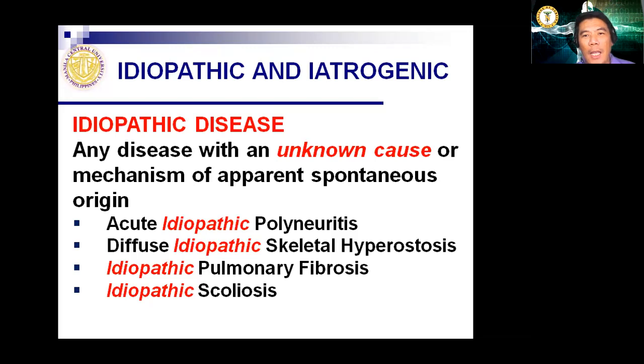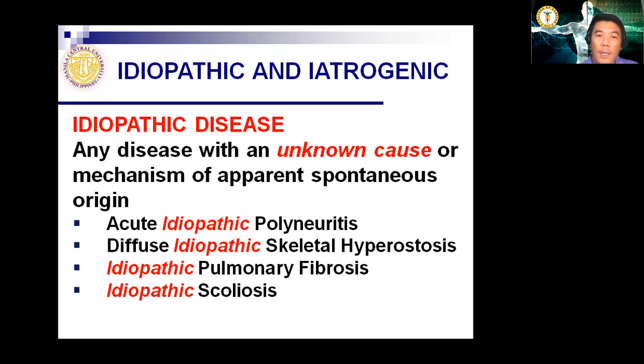How about diffuse idiopathic skeletal hyperostosis? If we consider diffuse, what does it mean? From the term itself, diffuse causes a change in the structure. And idiopathic again means unknown cause. What comes next is skeletal. What do you mean by skeletal? Skeletal is the involvement of the bone. And next is hyperostosis. Hyperostosis is related to excessive growth of bone tissue.